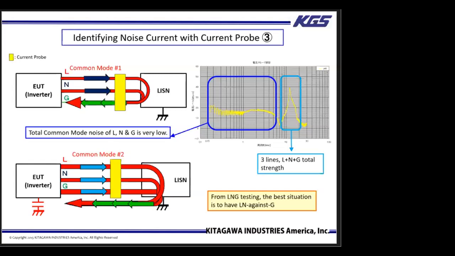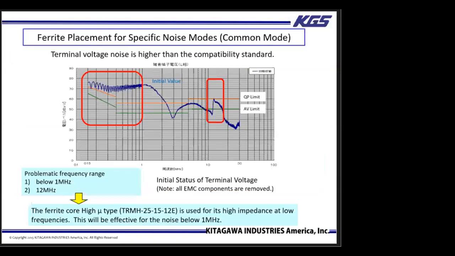Next, we will show the suppression level of common mode number 2 using ferrite. We will be using reference data without any EMC components. According to this graph, we will need to focus on 2 frequency ranges, below 1 megahertz and at 12 megahertz. We showed in the previous slide that common mode number 1 is dominant below 1 megahertz, and common mode number 2 is dominant at 12 megahertz.